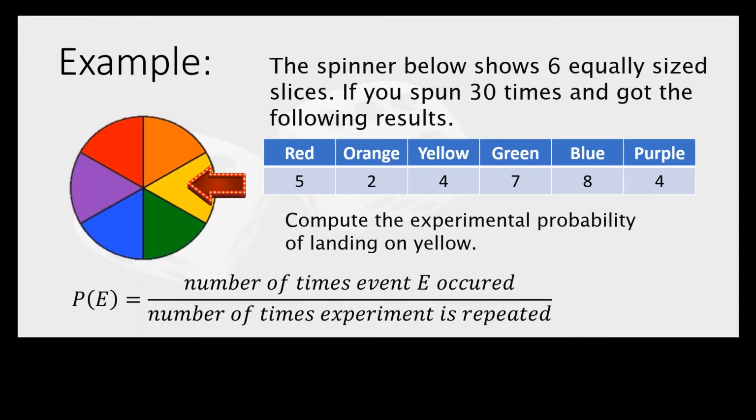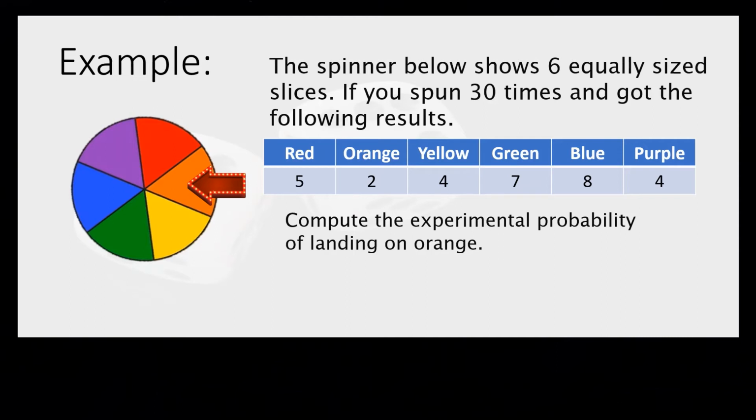So we have now to use the formula. Probability of event E is equal to the number of times event E occurred over the number of times the experiment is repeated. Since it is already stated in the problem that you spun 30 times, ibig sabihin 30 times natin na pinaikot o ginawa yung experiment. So, ibig sabihin, number of times experiment is repeated ay 30. Now, when we compute the experimental probability of landing on yellow, titingnan natin sa yellow. So, there are 4 times landed on yellow. So, therefore, we have there 4/30 or that is equivalent to 2/15.